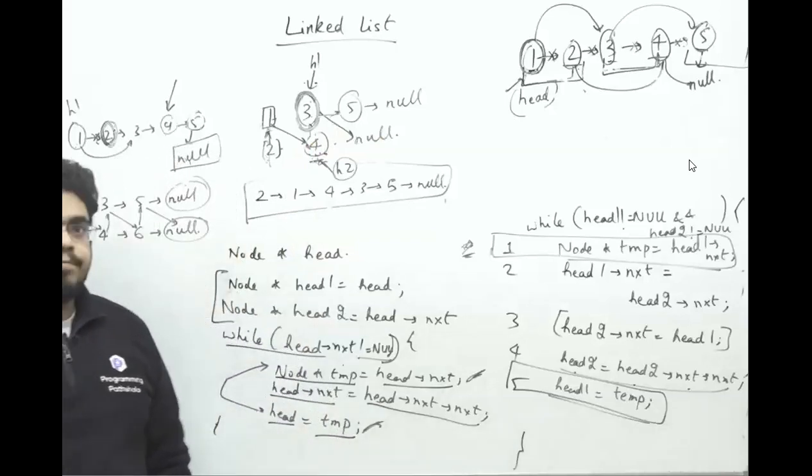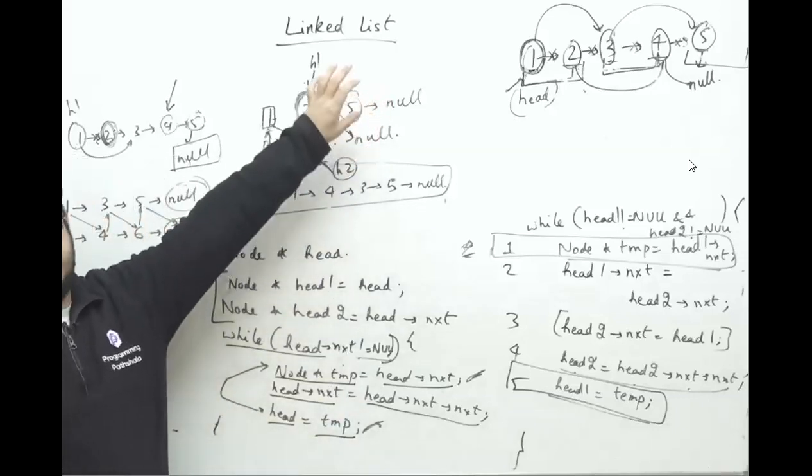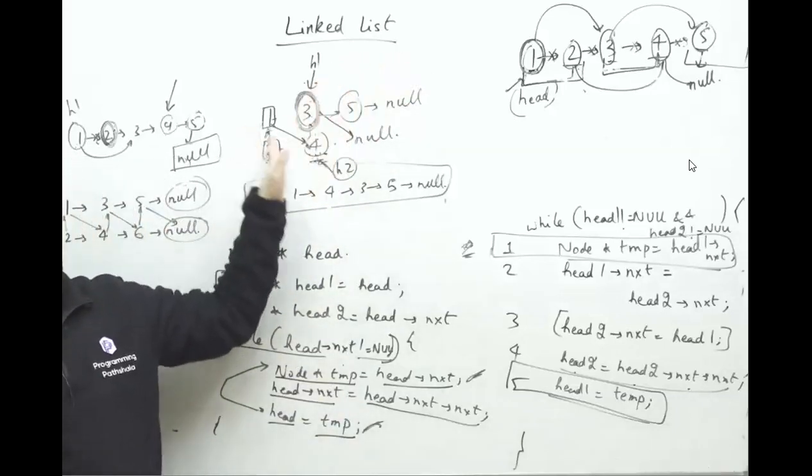Yes or no? Just this will be left, right? This 5 which will be hanging around. So I'll just iterate and add it at the end.